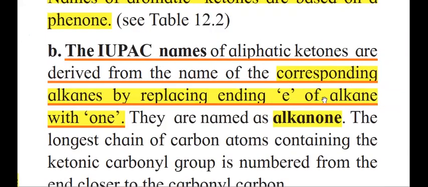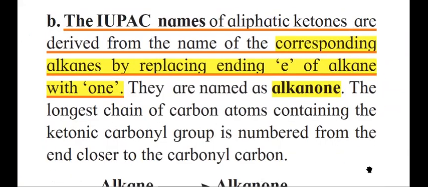Now we will see the IUPAC names. In the IUPAC nomenclature system, aliphatic ketones are derived from the names of the corresponding alkanes. Here too the alkanes come, but we have to replace the E of that alkane with one, because it is a ketone. Instead of the E of alkane, it is replaced by ONE.